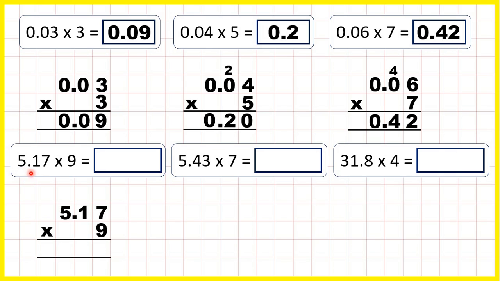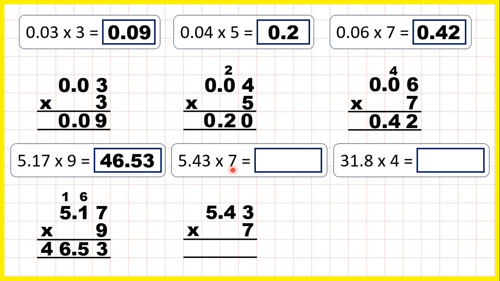Now 5.17 times 9. We copy down the decimal point. 7 times 9 is 63, so 63 with the first digit above the next place value column along. Now 1 times 9 is 9, plus 6 is 15, so that's 15. And 5 times 9 is 45, plus 1 is 46, so that's 46.53.